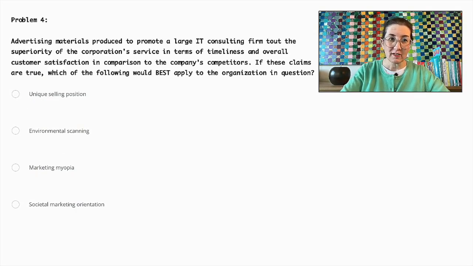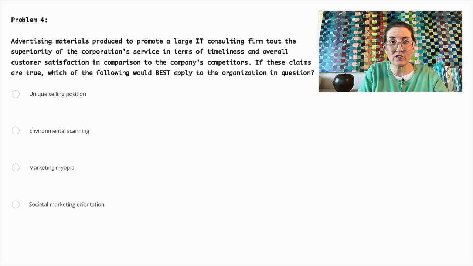Problem number 4. Advertising materials produced to promote a large IT consulting firm tout the superiority of the corporation's service in terms of timeliness and overall customer satisfaction in comparison to the company's competitors. If these claims are true, which of the following would best apply to the organization in question? Unique selling position, environmental scanning, marketing myopia, or societal marketing orientation?